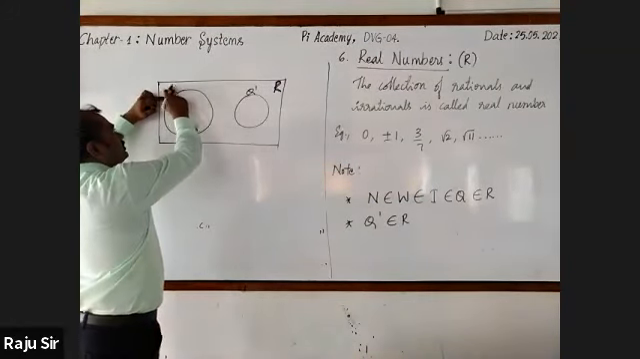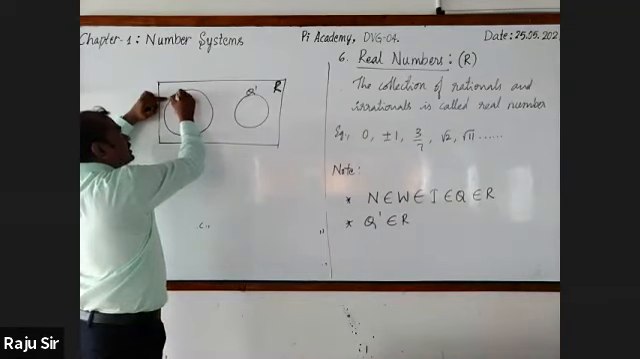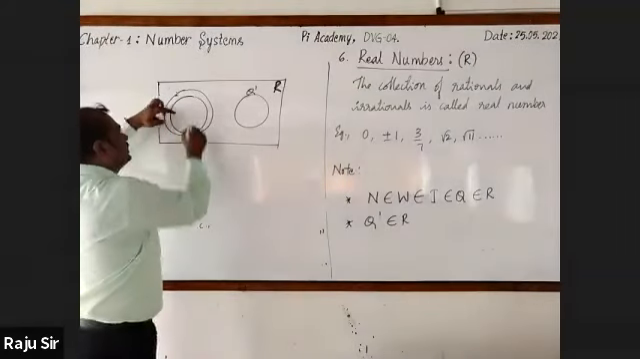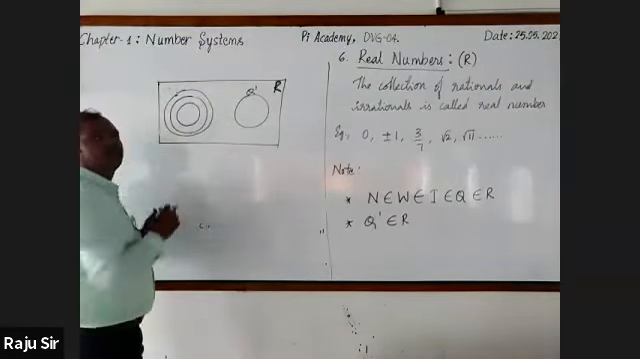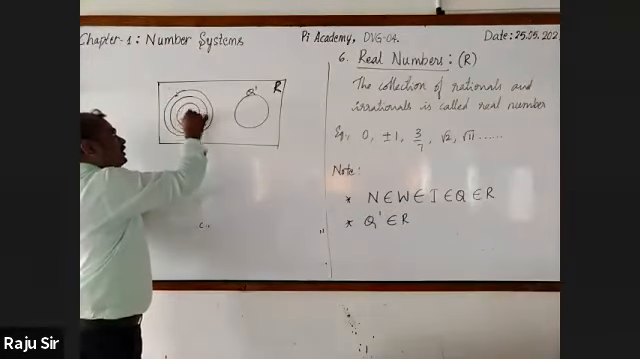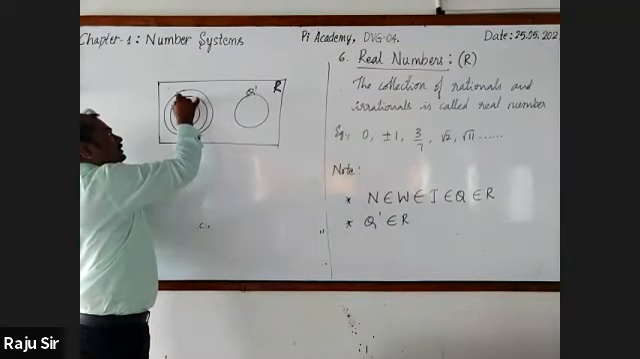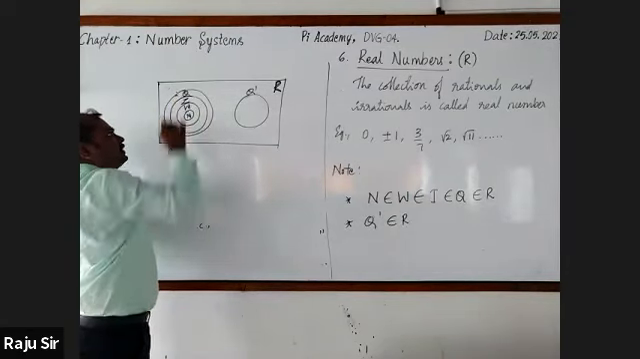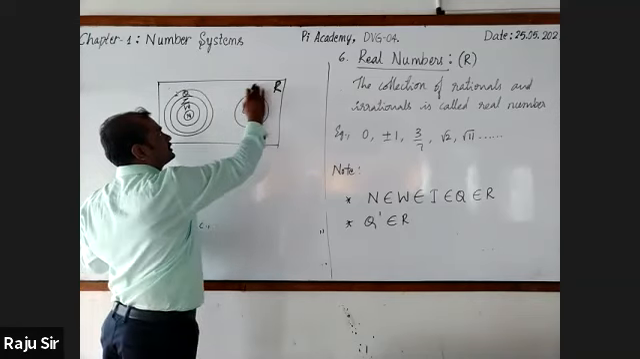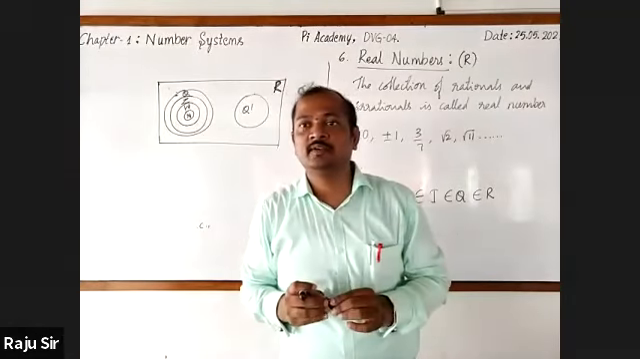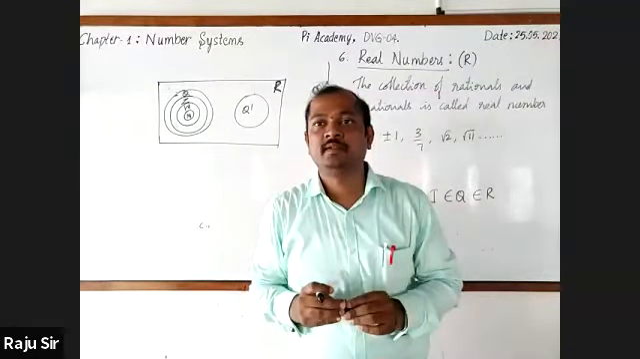And we all know that this Q, the rational numbers, includes integers. Integers include whole numbers. Whole numbers include natural numbers. Hence, we can write this is N, this is W, this is I or Z, this is Q, and this will be Q dash. All together, it is real. Did you understand? No need to copy, it's just information.